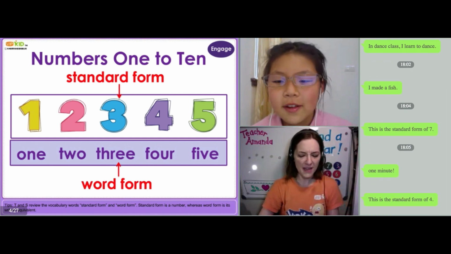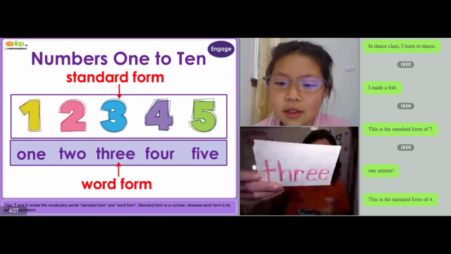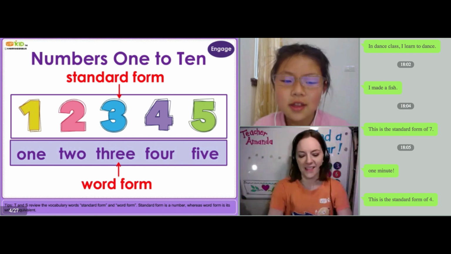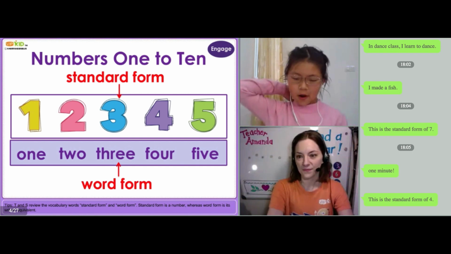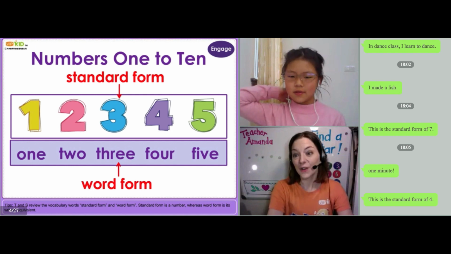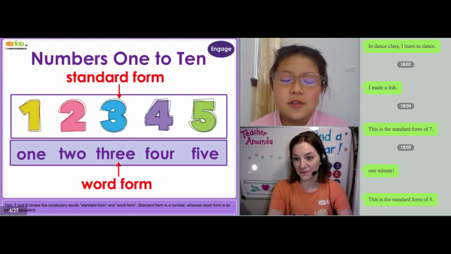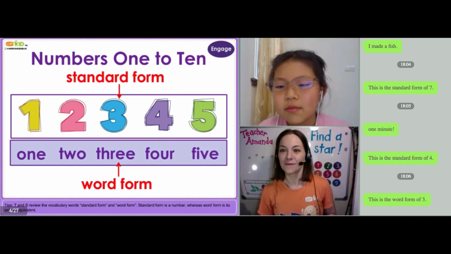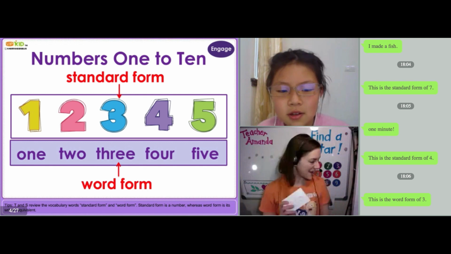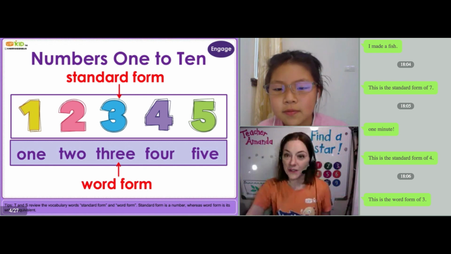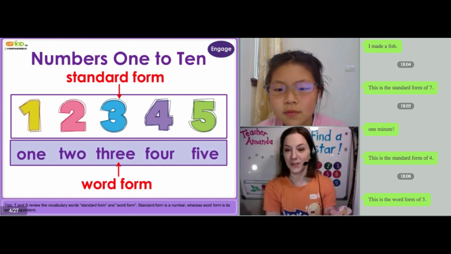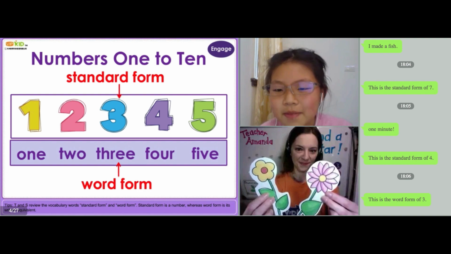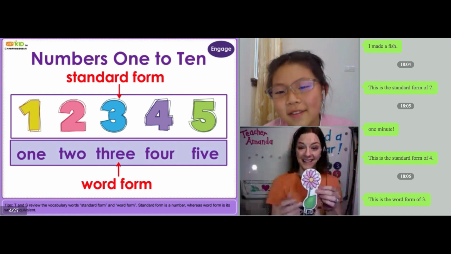Good. And what is this? This is 3. Which form? This is the word form of 3. Good. Perfect, Sally. Great job. Here's your first star. And which flower would you like? I like the pink flower. Yes, very good.